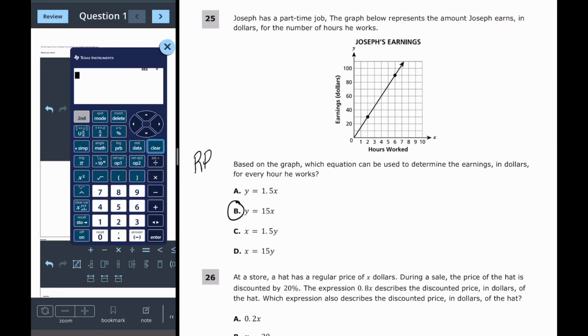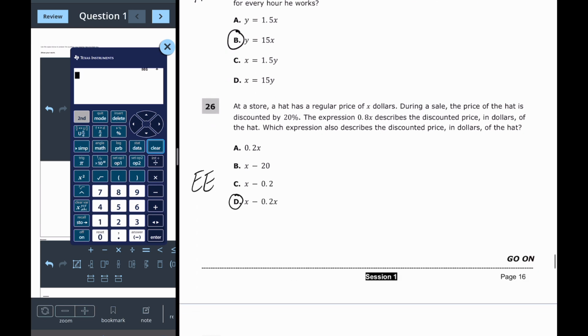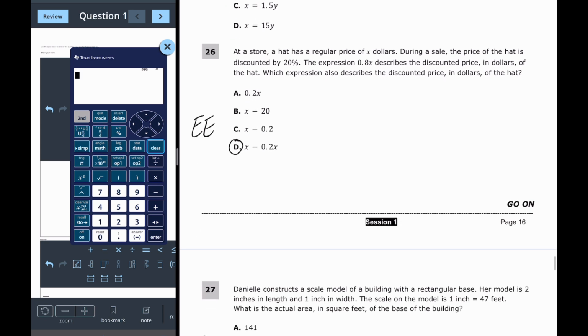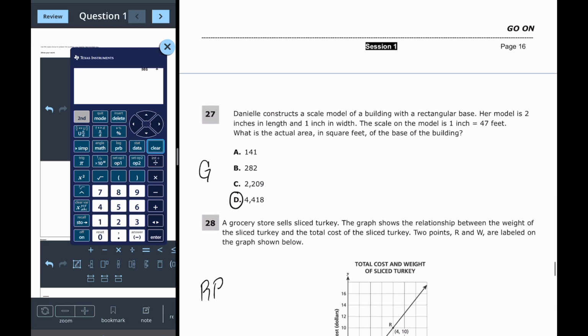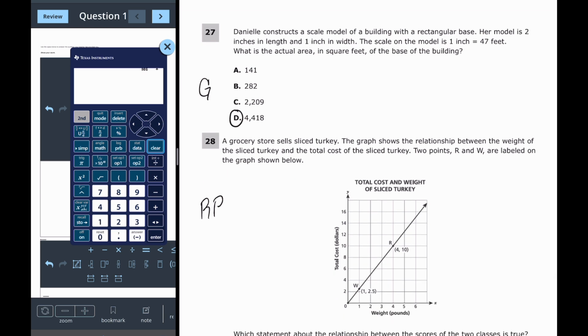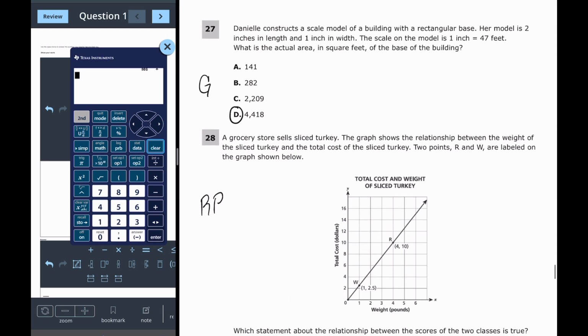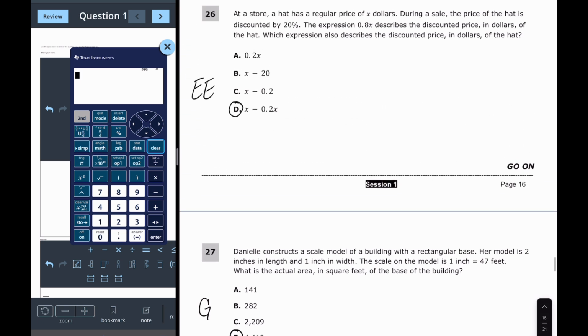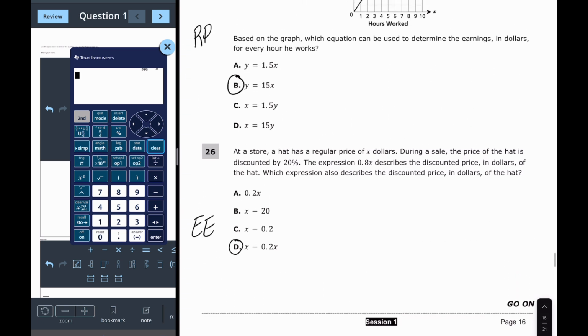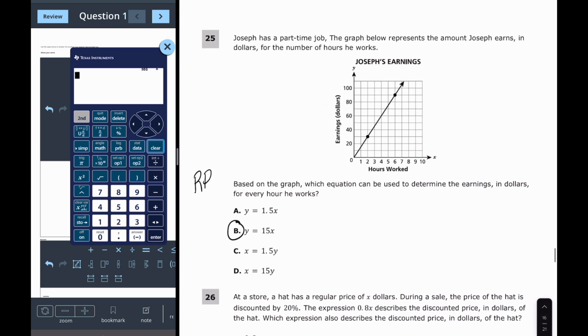Here's the next set. 25, the answer is B. 26, the answer is D. Another percent problem. 27 is D. And 28 is C. So we have some ratio problems, a percent problem, and looks like a geometry problem, so that must be scale factor. All right, let's start with 25.